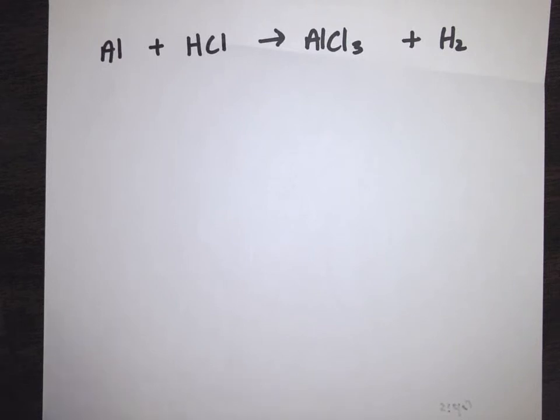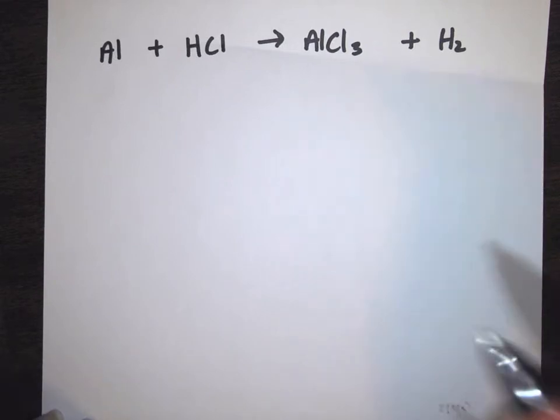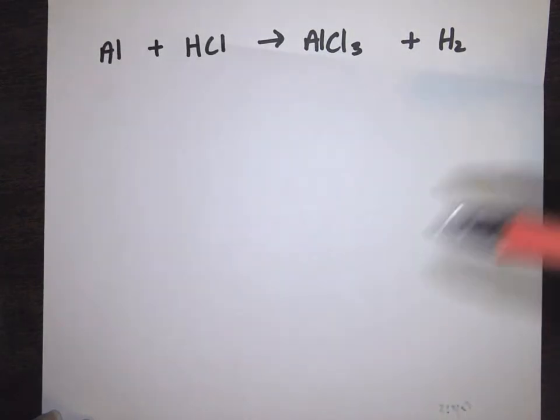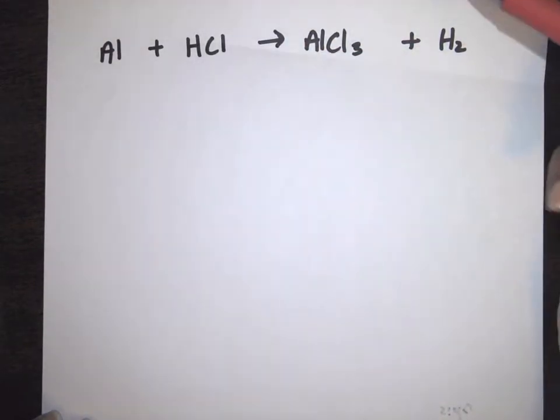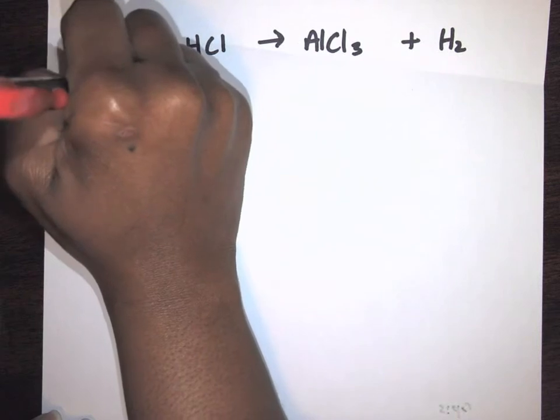So for CFU5, you were asked to balance this chemical reaction equation, and I'm going to show you how we do that. So first step is to tally up the number of atoms that you have on both sides of the arrow. So we're going to make a list of the atoms.